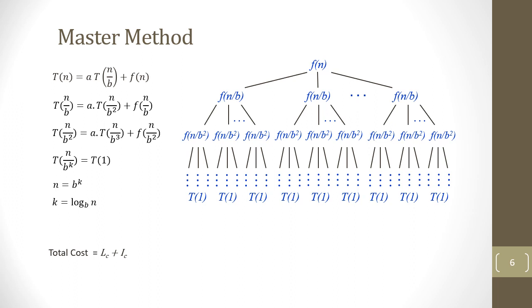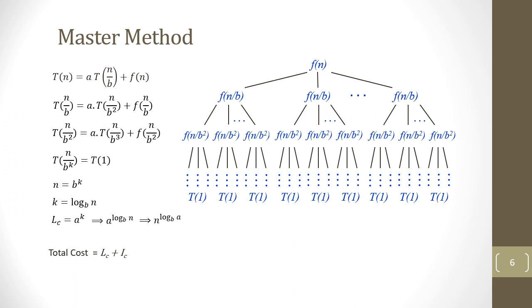Since a children are spawning at each interior node, at the kth level, the number of leaves will be a to the power of k. We plug in the value of k and we get n to the power of log base b of a, which will be our leaf cost.